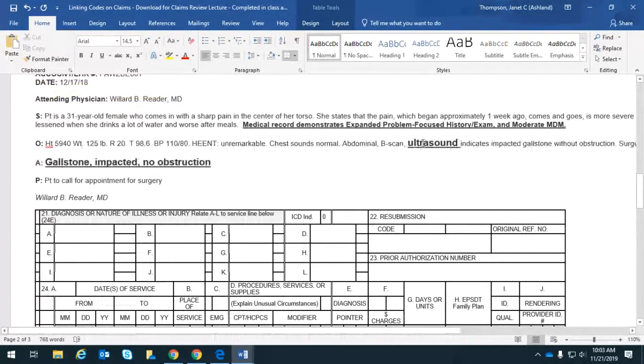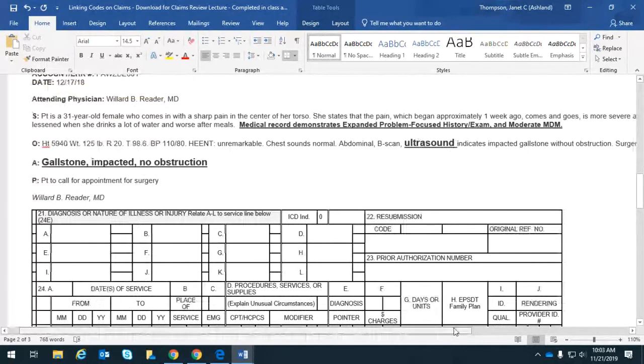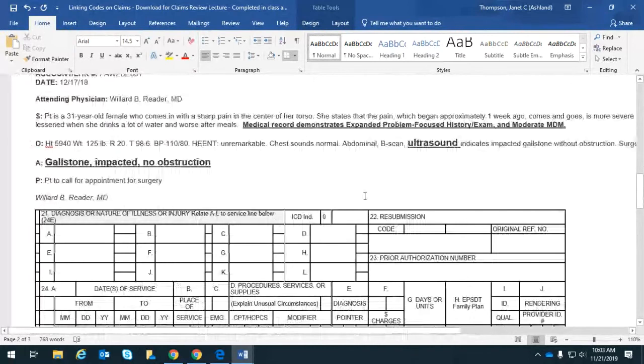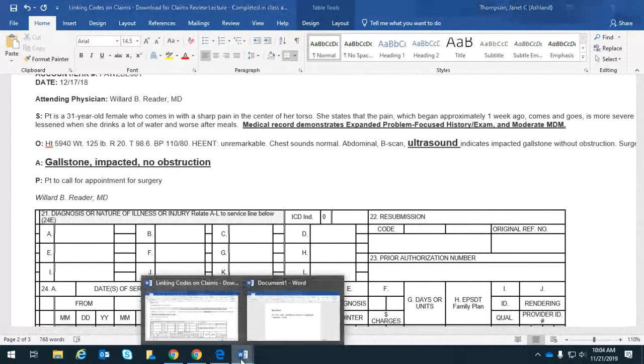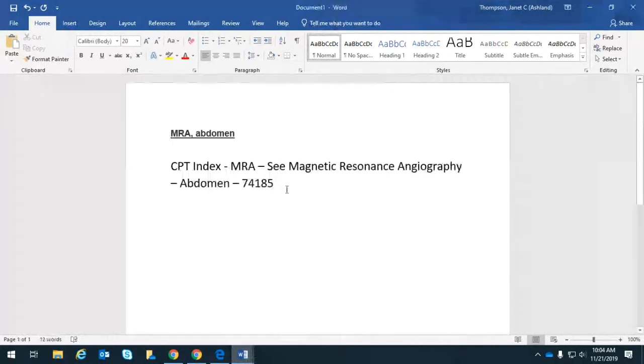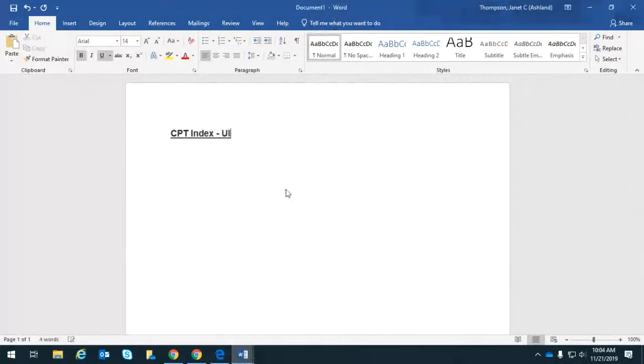Abdominal B-scan ultrasound indicates impacted gallstone. So we had an emergency department visit, and we had an ultrasound procedure. So we had 2 procedures. And our diagnosis was a gallstone. So I'm going to give you a moment to look up the ultrasound of the abdomen, okay? And we have the same exact ER visit as before. It's the same exact level, expanded problem-focused history and exam, and moderate medical decision-making.